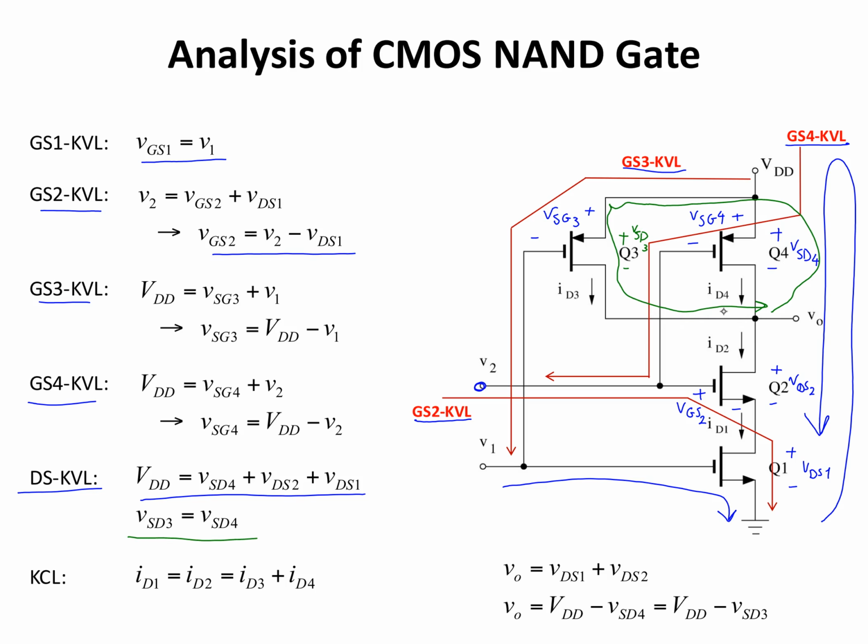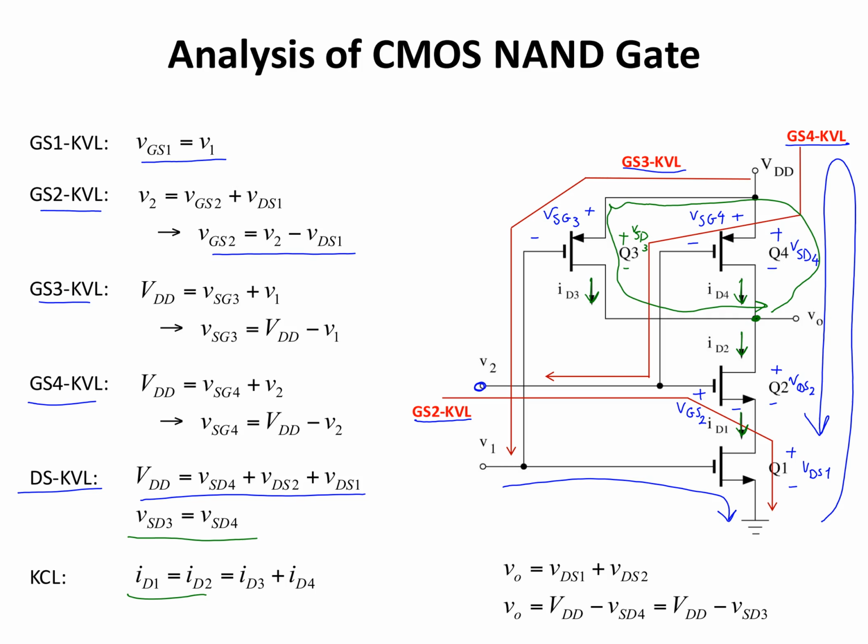Also, I have a KCL at this node, which tells me that ID3 plus ID4, the currents that enter this node, equal the current that leaves this node. Also, ID2 and ID1 are the same because they are connected in series. So the same current that flows from the drain of Q2 to the source of Q2 enters the drain of Q1 and goes to the source of Q1.